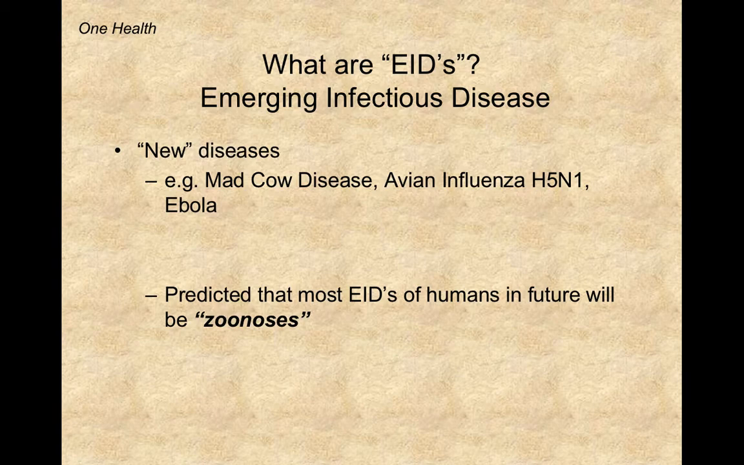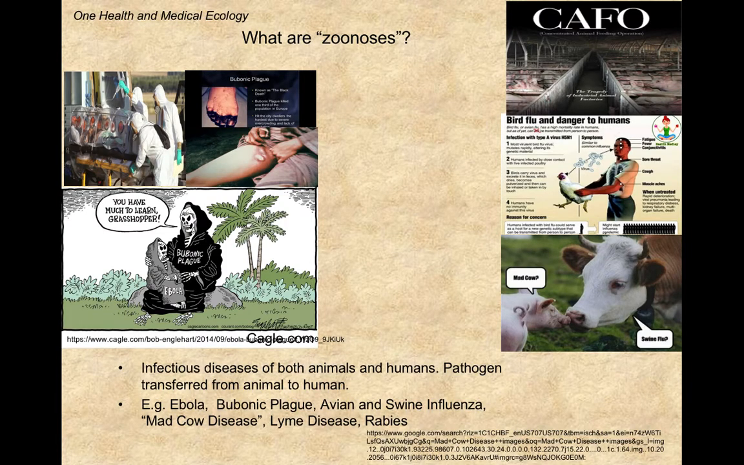So again, EIDs are emerging infectious diseases. These are new diseases within the past few decades. So examples would be the prion disease, mad cow disease, the newly evolved strain of bird influenza, avian influenza H5N1, and the Ebola virus. It's predicted that most emerging infectious diseases of humans in the future will be zoonoses, and zoonoses are infectious diseases of animals which can be transmitted to humans.